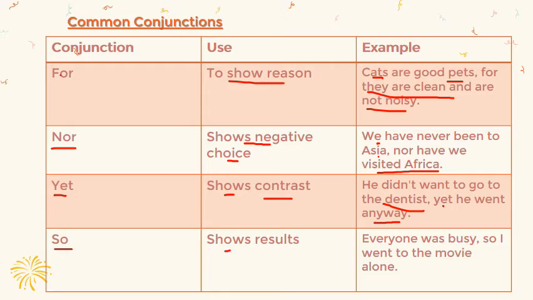"So" is used to show results. Everyone was busy, so I went to the movie alone. As a result, I went to the movie alone.